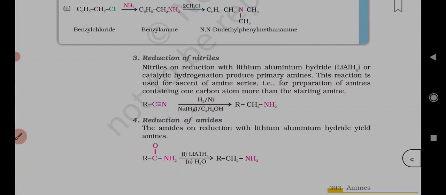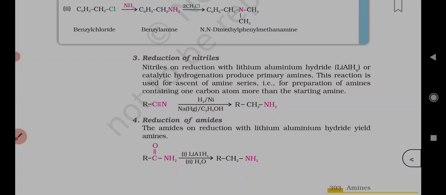This intermolecular association is more in primary amines than in secondary amines, as there are 2 hydrogen atoms available for hydrogen bond formation in primary amines, whereas in secondary amines only 1 hydrogen atom is available.